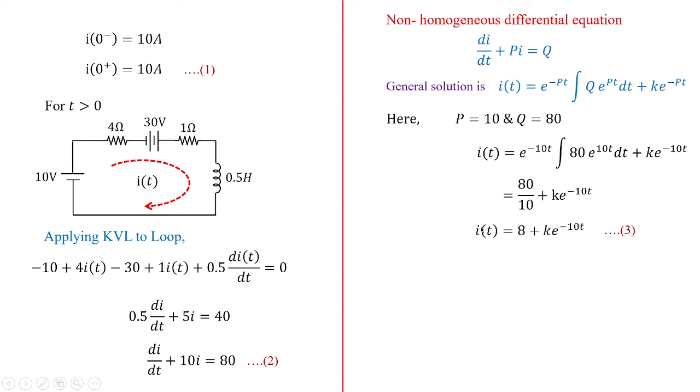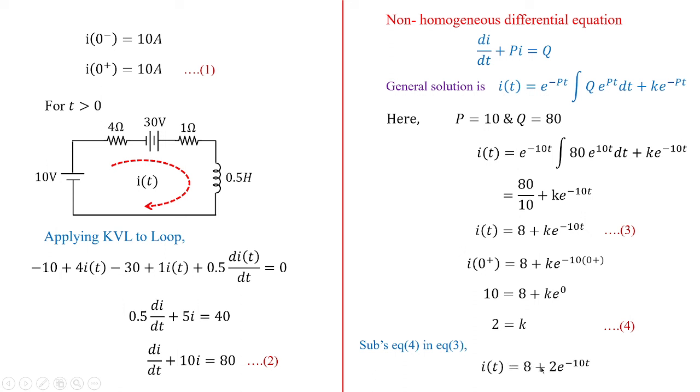Now this equation is classified as equation 3. From the initial conditions, we know that I of 0 plus is equal to 10 amperes. So I substitute the value of I of 0 plus in order to obtain the value of K. K would be equivalent to 2. Framing this as equation 4 and substituting it in equation 3, we get I of t is equal to 8 plus 2 e to the power of minus 10t. So this gives the answer as option A. This is how you have to solve transient problems in an RL circuit.